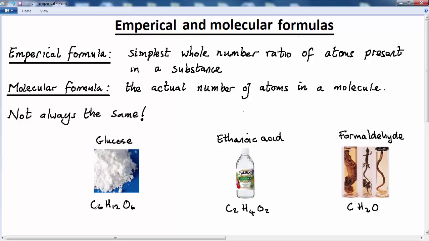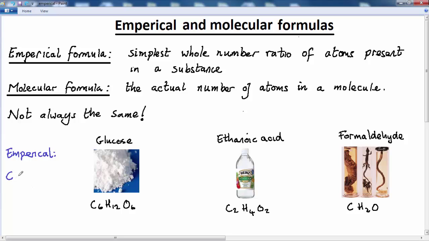Now you'll notice that the carbon, the hydrogen and the oxygen in each of these three substances are in the same ratio. There's always twice as many hydrogen atoms as there are carbon atoms, and there's always the same number of carbon as oxygen. So although their molecular formulas are different in each case, their empirical formulas are in fact the same, because the empirical formula is the simplest whole number ratio of atoms present. And in each case, the empirical formula is the same. It is the same formula as that of formaldehyde.